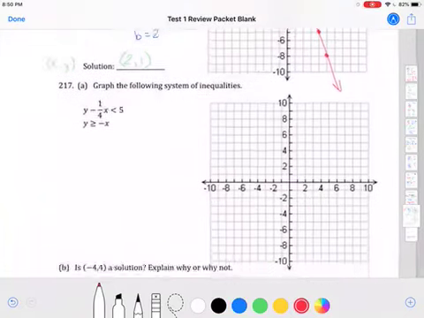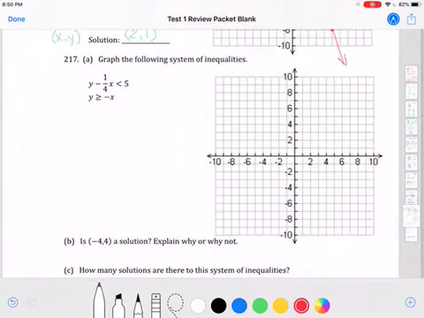All right, so that was graphing a system of equations. For 217a, I'm going to graph a system of inequalities. Same idea with graphing each of them individually on the same grid, but now I just have to include whether it's solid or dashed and whether there is shading up or down. So I'm going to graph these just like their normal lines to start with.